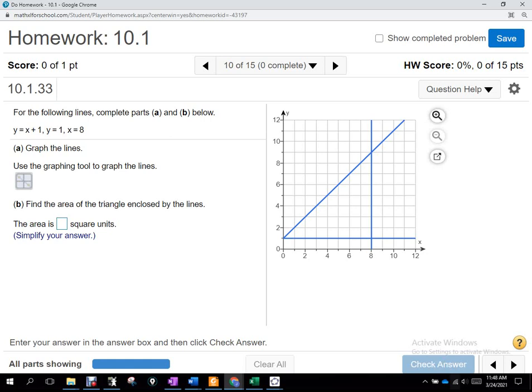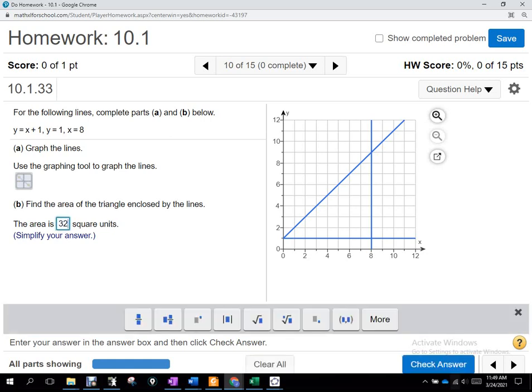So it's a right triangle. So can I use this as my base? So that distance right there would be 8, right? That's my base. Can I use this distance as my altitude? So how long would that distance be? If I go from 1 up to 9, that's got to be 8 as well, doesn't it? Okay, because I'm starting at 1. So a base of 8, an altitude of 8, so 1/2 times 8 times 8 should give me 32 square units.